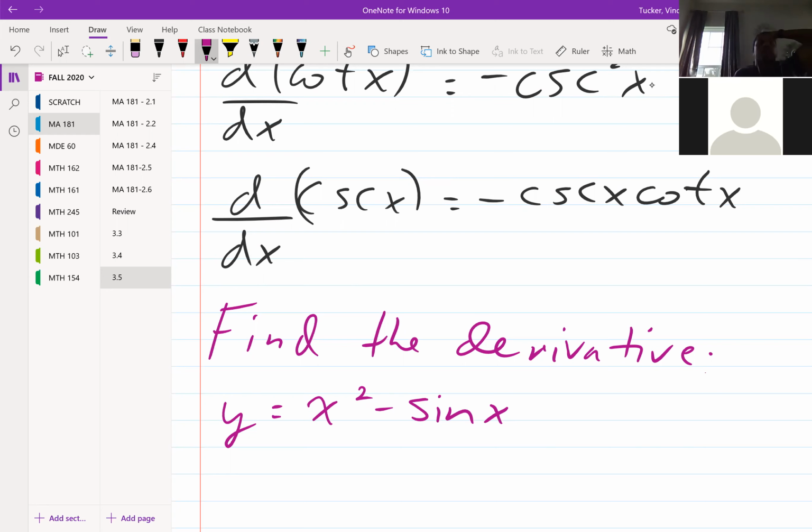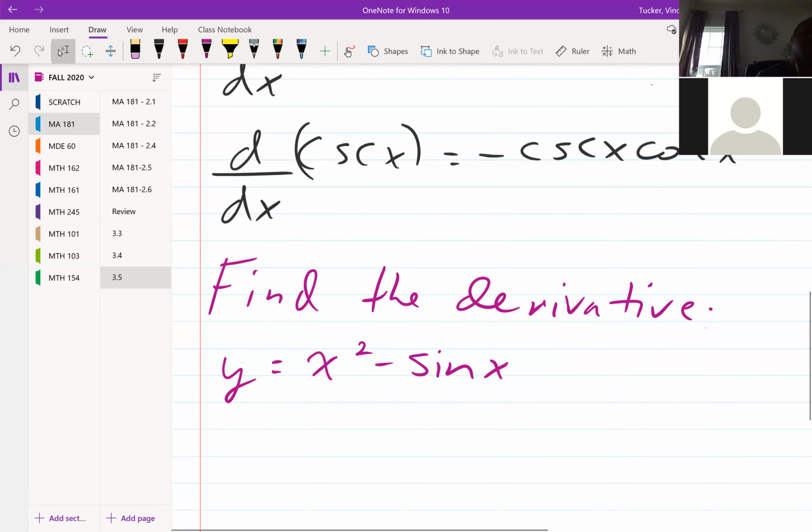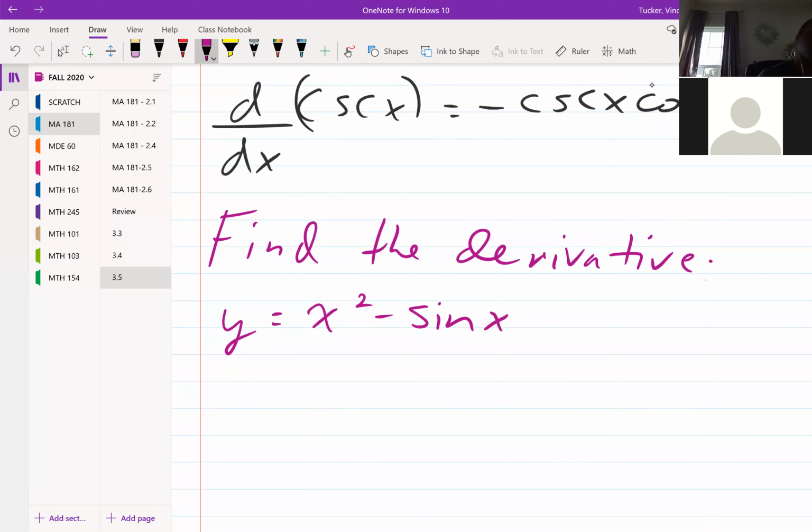All right, so let's look at the first one. We want to find the derivative of y. y is equal to x squared minus sine x. Just in case, a neat reminder of shorthand: dy dx is the derivative of y. Don't forget we also could write y prime. I'm just getting you used to the symbolism.